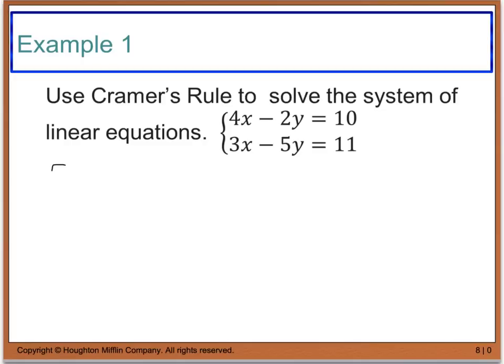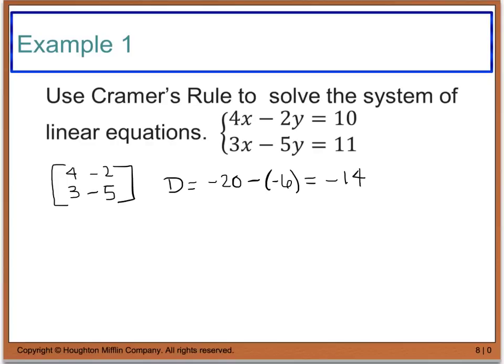The first thing I'm going to do is write the coefficient matrix as 4, -2, 3, -5, and I need to find the determinant of that matrix. I'm going to call that determinant capital D. If you remember, that's found by going 4 times -5, which is -20, minus 3 times -2, or -6. So -20 minus a -6 is really equal to -14. Now that's the determinant of my coefficient matrix.